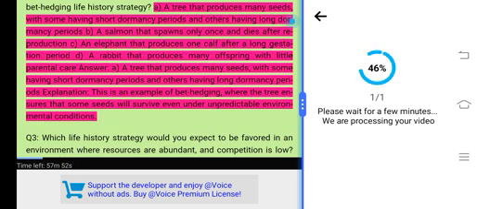A. A tree that produces many seeds, with some having short dormancy periods and others having long dormancy periods. B. A salmon that spawns only once and dies after reproduction. C. An elephant that produces one calf after a long gestation period. D. A rabbit that produces many offspring with little parental care. Answer: A. A tree that produces many seeds, with some having short dormancy periods and others having long dormancy periods.